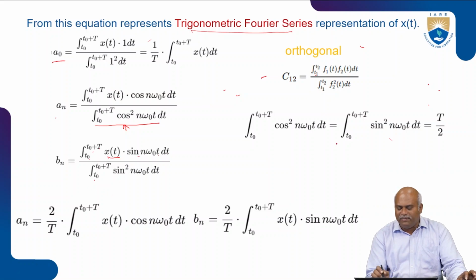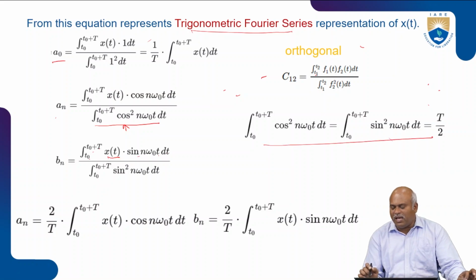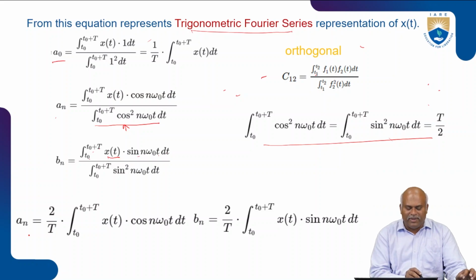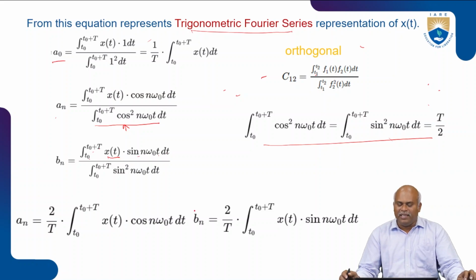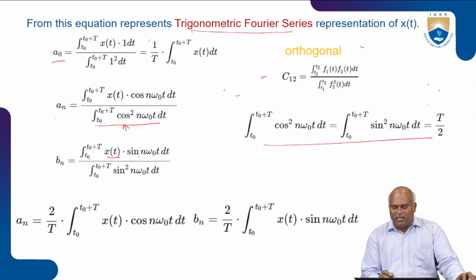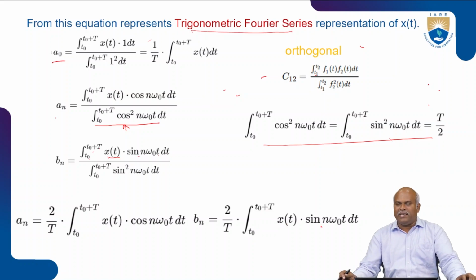So after simplification by applying the trigonometric identity, we write An equal to 2 by T times the integration of t0 to t0 plus T of x of t cos n omega 0 t dt, and Bn equal to 2 by T times the integration of t0 to t0 plus T of x of t sin n omega 0 t dt.